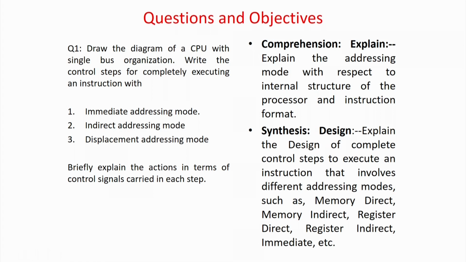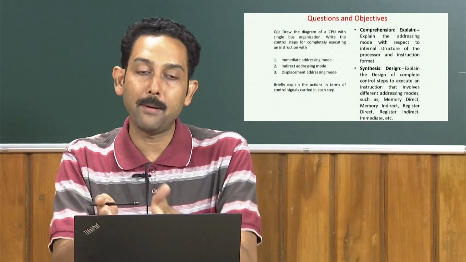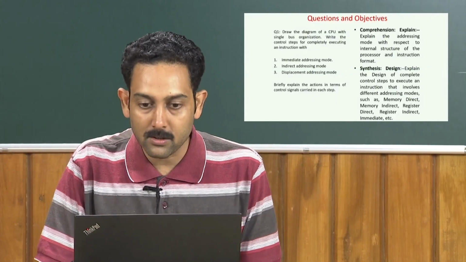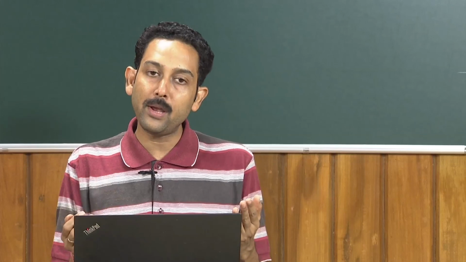Once you do this unit, you will be able to solve this problem and meet these objectives. With this we come to the end of this unit. In the next unit, we will be looking at more sophisticated types of instructions like a jump instruction, function call, etc., which will require slightly more integrated details.